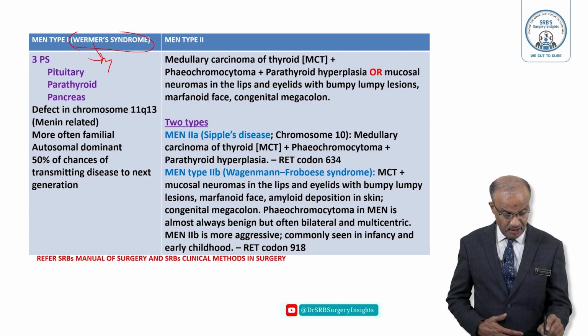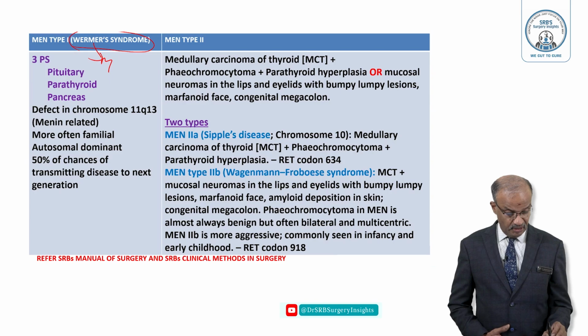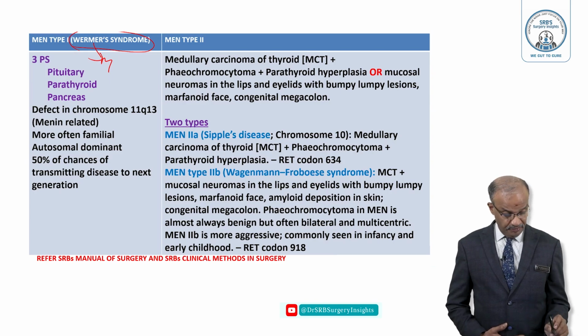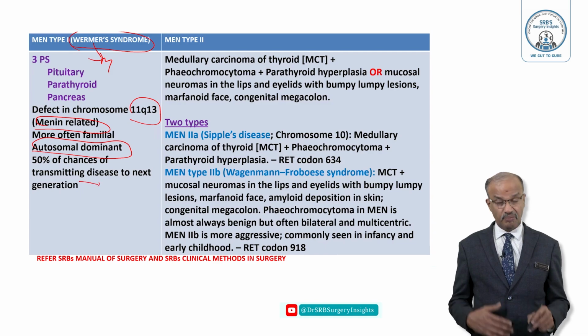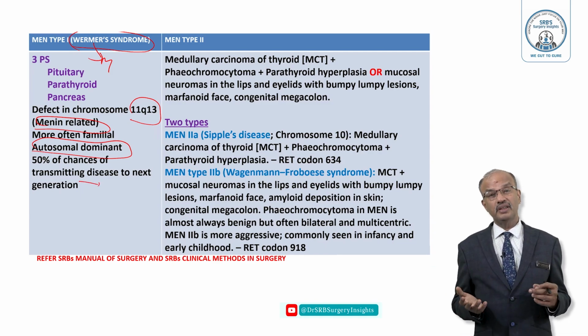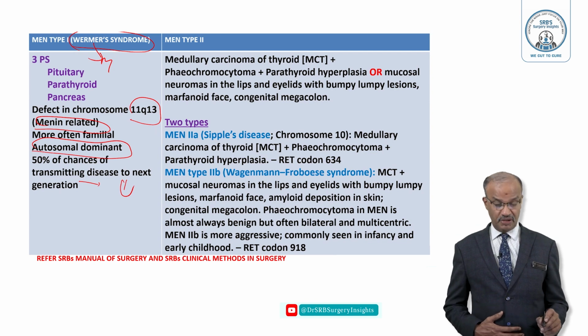It is Wermer syndrome. So 3 P's are important in type 1: pituitary, parathyroid, pancreas. The defect is in chromosome number 11, subdivision Q13. It's menin related. It's again an MCQ question. More often familial, already told. Autosomal dominant, again an important MCQ question. 50% chance of the disease being transmitted to the next generation. So children, grandchildren, transmission is very high in Wermer syndrome.